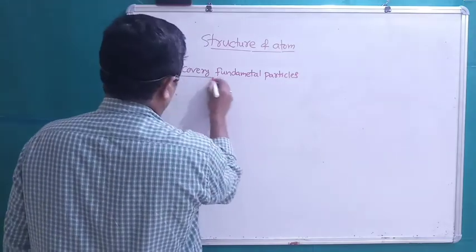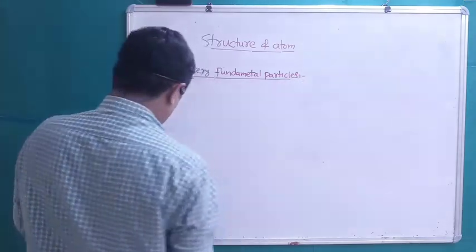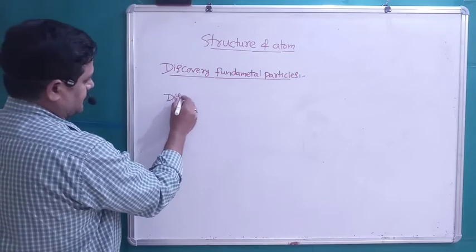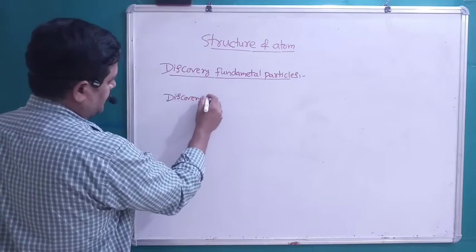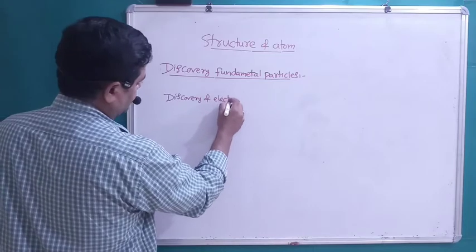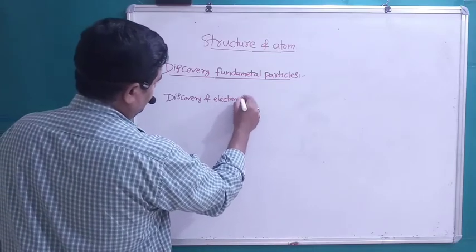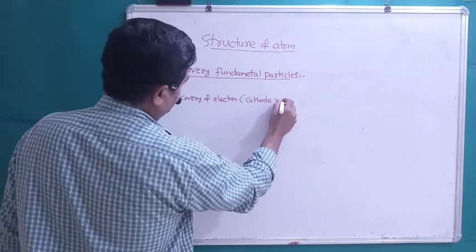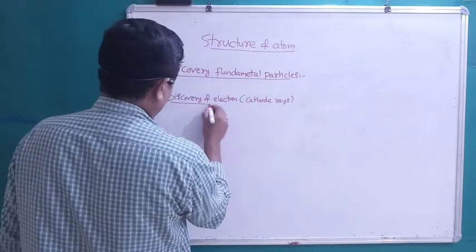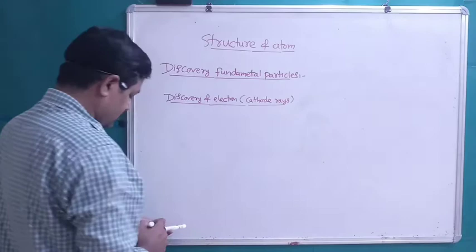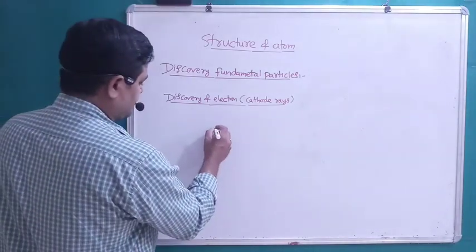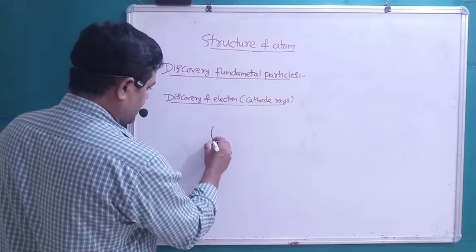Discovery of fundamental particles. The first is the discovery of electron, which is known as cathode rays. J.J. Thomson did this discharge tube experiment.